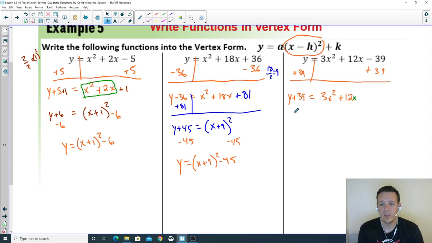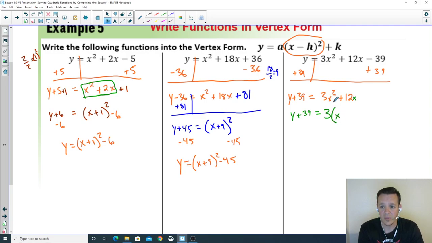Okay, that's the main thing you've got to work on. All right, so here would be y plus 39, and then you have to look at yourself and say, well, what's the difference between this function and this one right here? Well, the x squared is by itself. Well, can we make the x squared by itself here? The answer is yes, because we can factor it out.